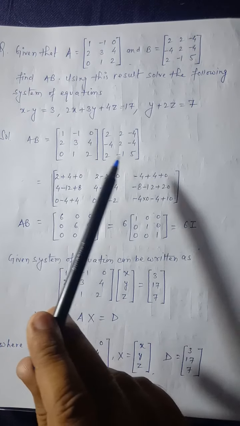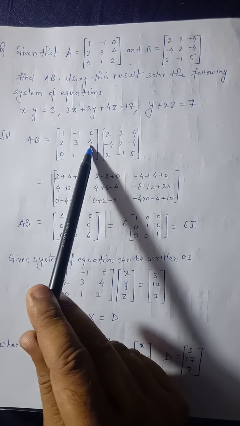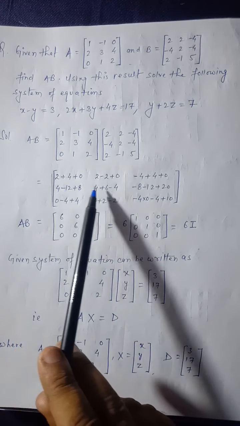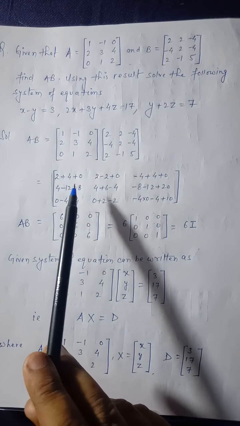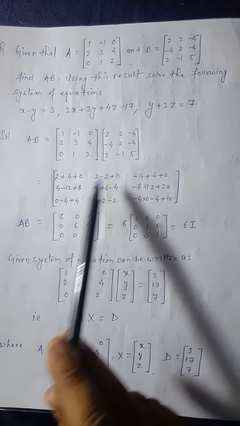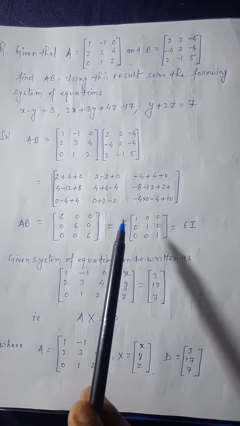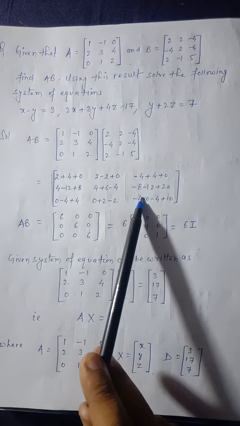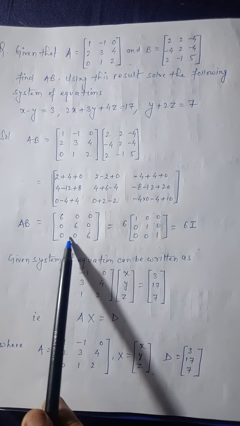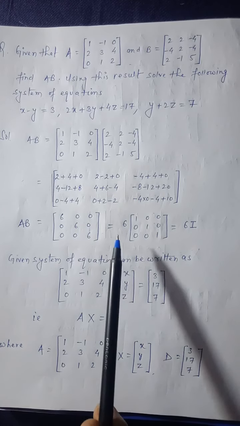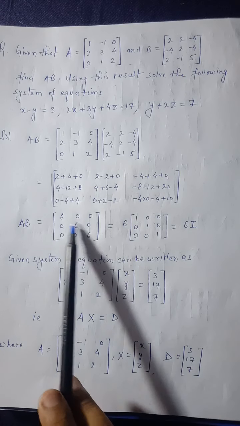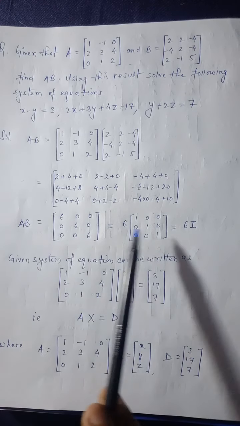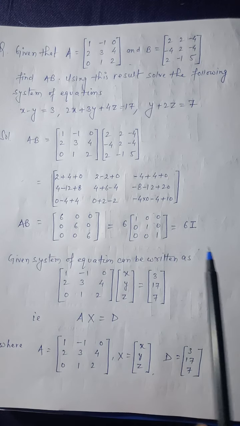Similarly we will multiply the second row with the first column, then the second column, then the third column. So we will get these elements. And finally with the third row and all the columns we will get this. The important thing is that all the diagonal elements are 6, whereas all the other elements are 0, and we get 6 as a common factor. So this will be an identity matrix. Now in this case AB is 6 into I.